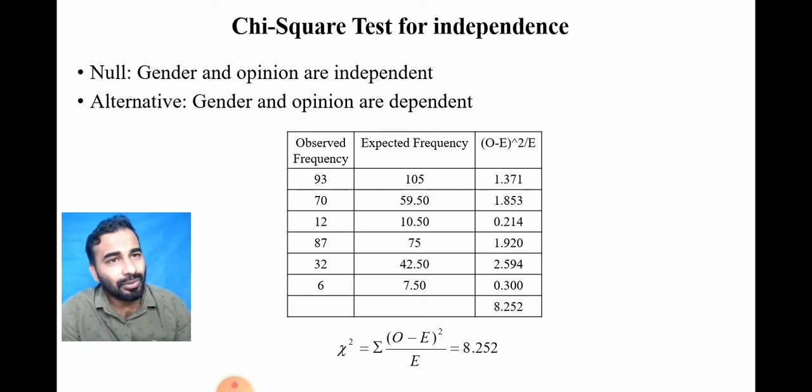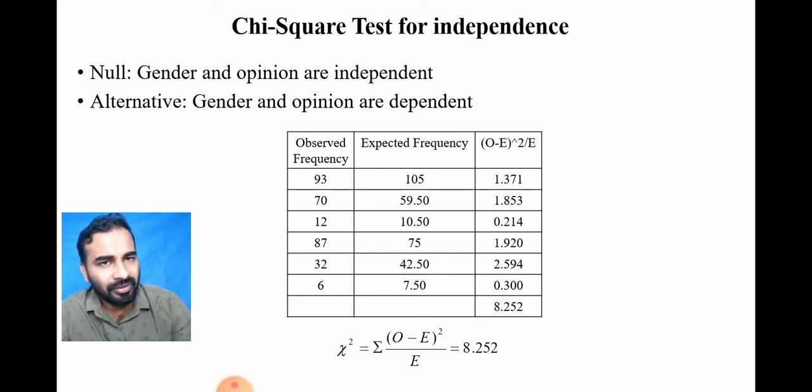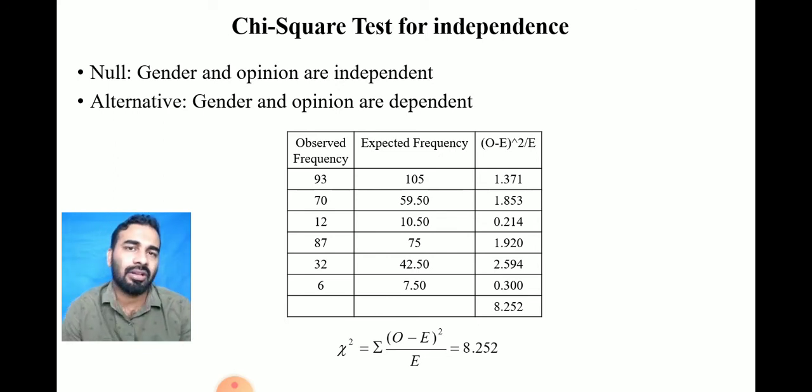So we have got the observed frequency and the expected frequency. Using the same equation we can find the chi-square value. It is the summation of observed frequency minus expected frequency, whole square, divided by expected frequency. It would be 8.252. What is this 8.252? It is our test statistic value for chi-square.